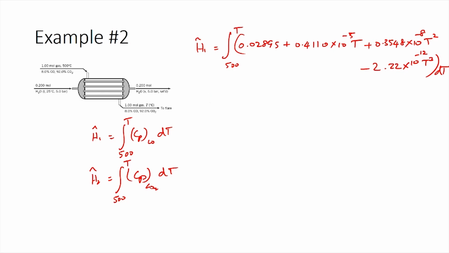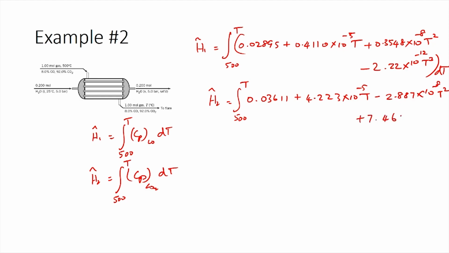Then we have H2 cap, which would be the integral from 500 to T of 0.03611 plus 4.223 times 10 power minus 5 T minus 2.887 times 10 power minus 8 T squared plus 7.464 times 10 power minus 12 T cube dt. So, this gives us H1 cap and H2 cap. Again, both of these will be fourth order polynomials of temperature.